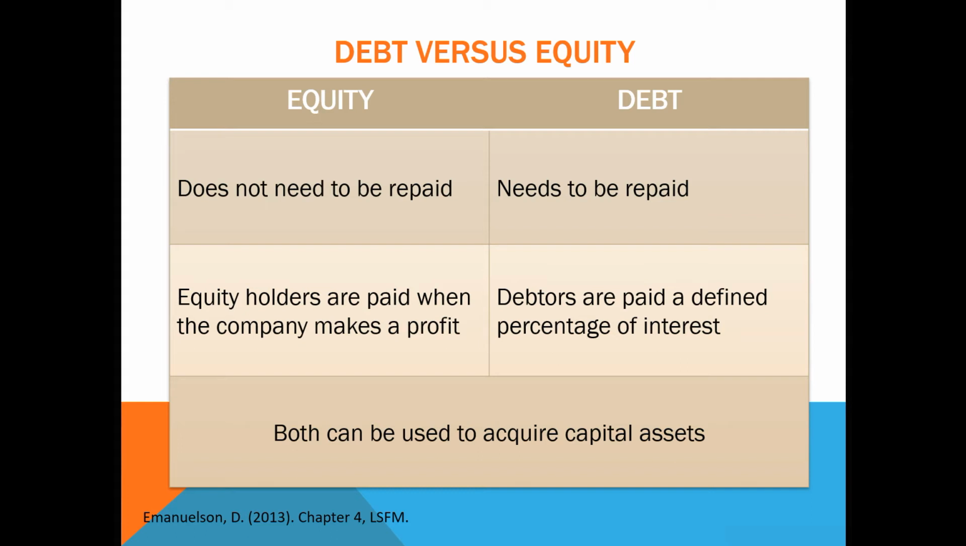So you also need to understand the difference between debt versus equity. We know that equity is not something that has to be repaid. It's the worth. Equity holders are paid when the company makes a profit, like in shares or dividends. Whereas obviously debt needs to be repaid, and debtors are paid a defined percentage of interest. So that could be a loan or anything else like that.